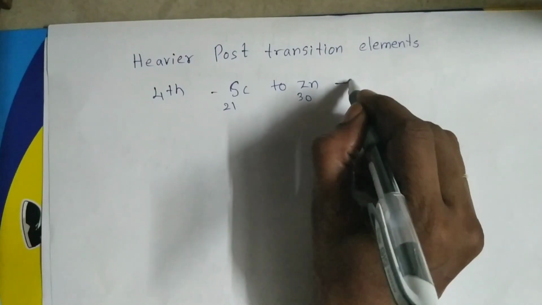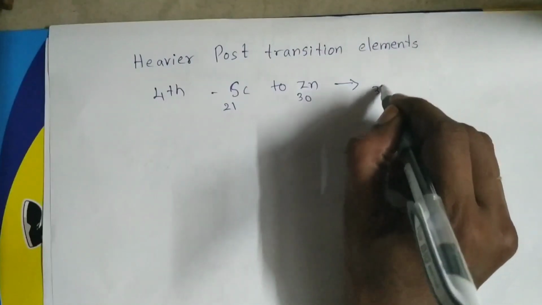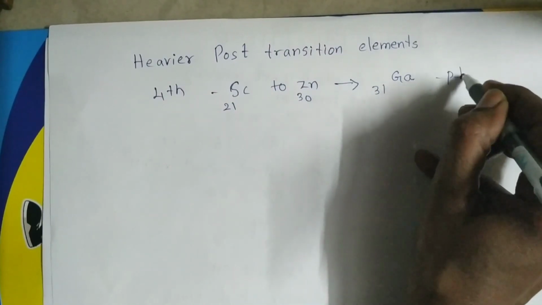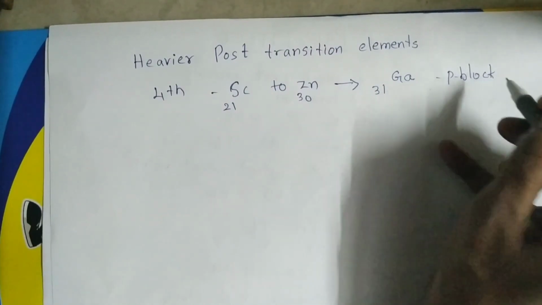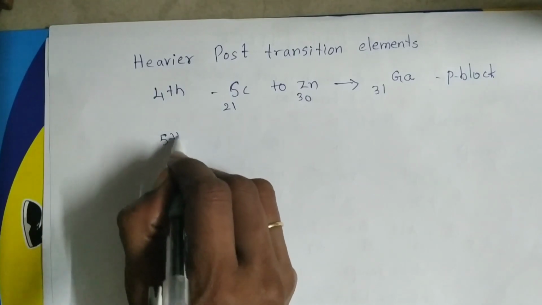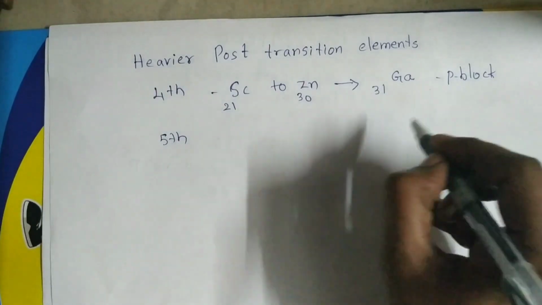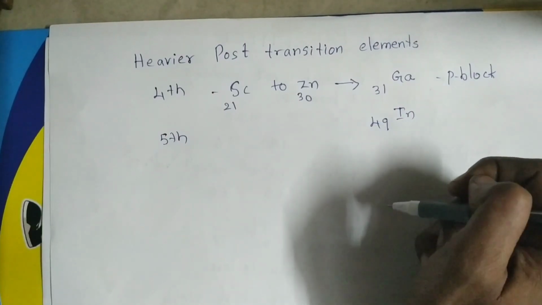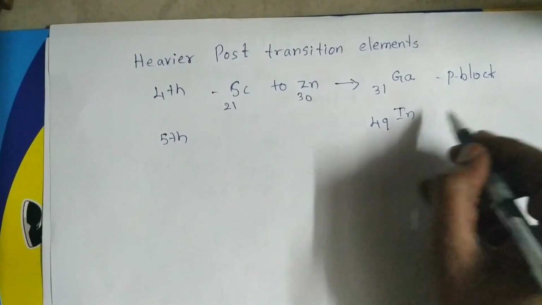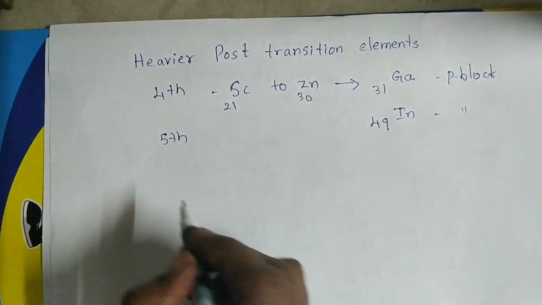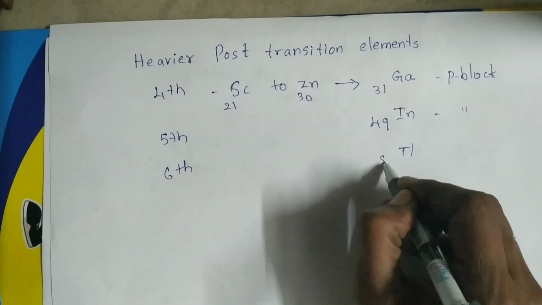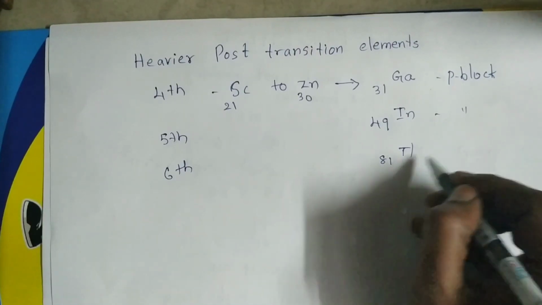Afterwards, what is the element? 31, that is gallium. But gallium comes under which block? P block, right? Then in the 5th period, next comes indium, atomic number 49, which also comes in the p block. And in the 6th period, thallium comes, with atomic number 81.